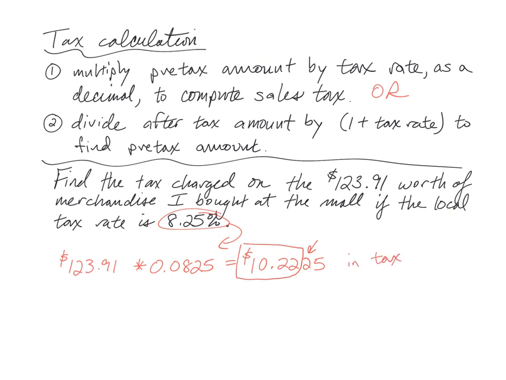Now, that doesn't tell you what your total bill is. Your total bill, the overall amount of money that you have to pay, is the amount of stuff that you bought, like the value of the items you're buying, plus the $10.22 you were charged in tax. So the total amount here would be $134.13.